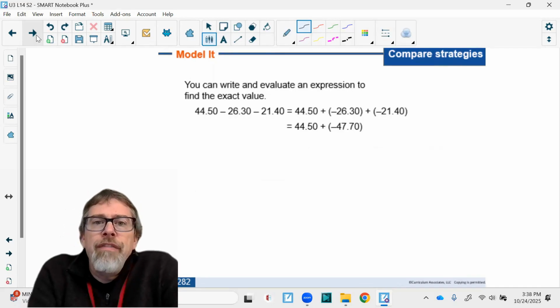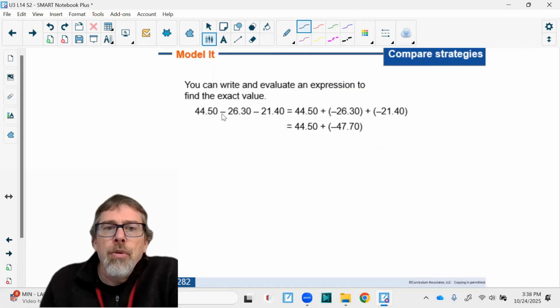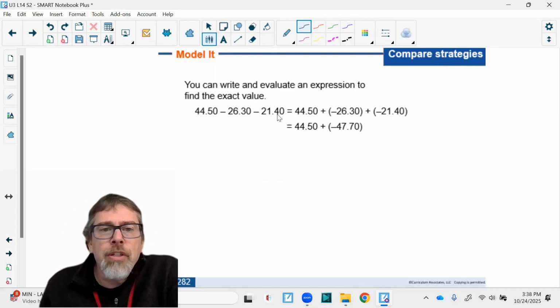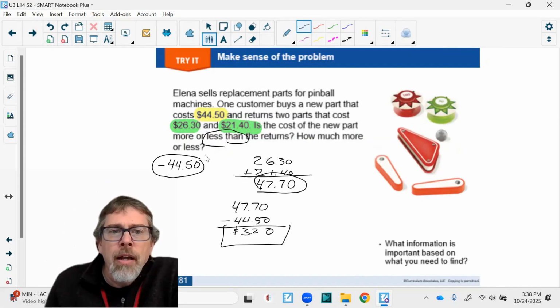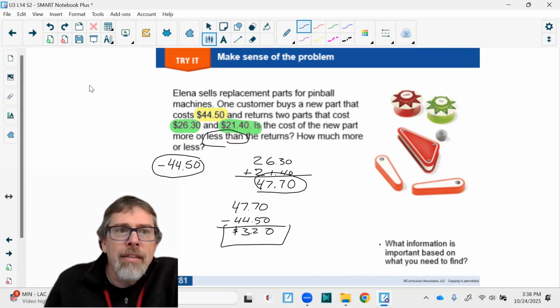You can write and evaluate an expression to find the exact value. So 44.50 minus 26.30 minus 21.40. So I did it separately. Let me go back and look at how we did it here. I separated the purchase from the return and then subtracted their differences.